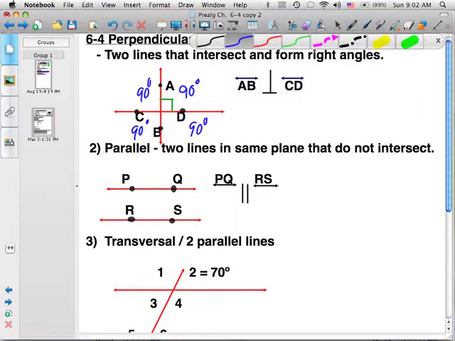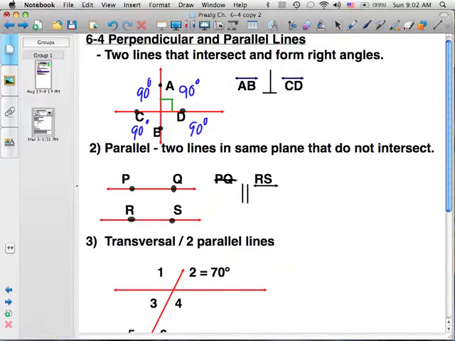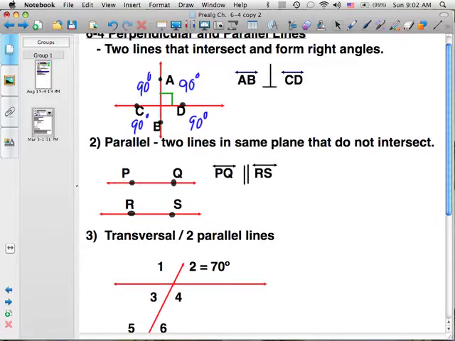If we have two lines that do not intersect, then they run alongside each other and they're called parallel lines. So here we have line PQ, and this should be above this, is parallel to line RS. And the symbol for parallel is these two bars, parallel bars. And they will never intersect.